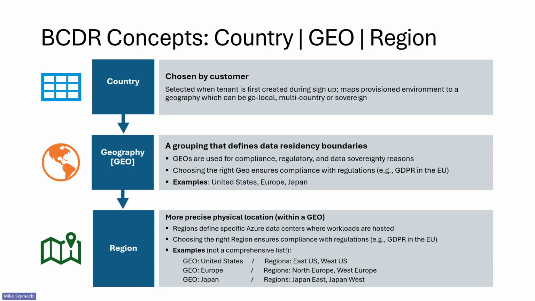For instance, within the European geo, you might have regions like North Europe or West Europe. These regions correspond to specific Azure data centers, ensuring that our data adheres to regional compliance requirements. So again, just to summarize very quickly, country selection of the tenant sets the geographical boundaries. This selection filters into the appropriate geo for compliance and regulatory reasons. And then within each geo, specific regions are assigned to host our data workloads, ensuring regional compliance.